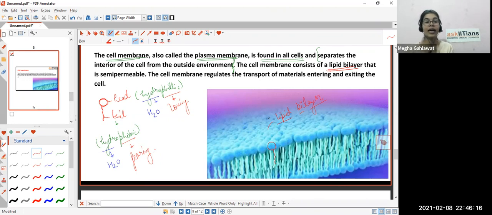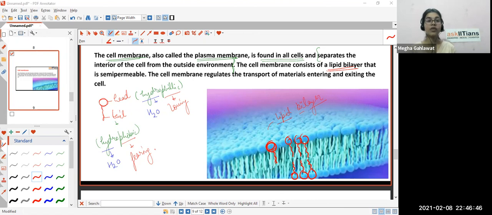Now listen to me. It is made up of a phospholipid bilayer. That means one molecule is right here, one molecule is right here, and another molecule is right here. And these will be arranged like this. So this is the arrangement which you're seeing right here. This is how everything is arranged. Why is the head outside? Because it is water loving. Why is the tail on the inside? Because it is water fearing.